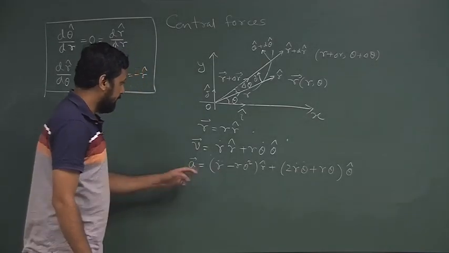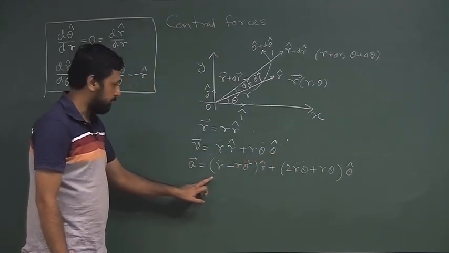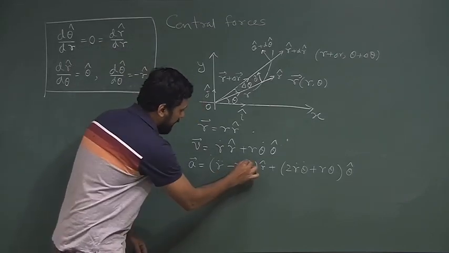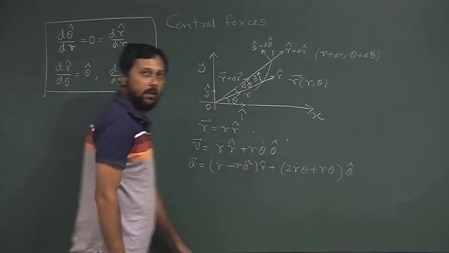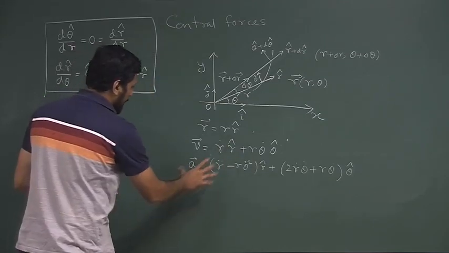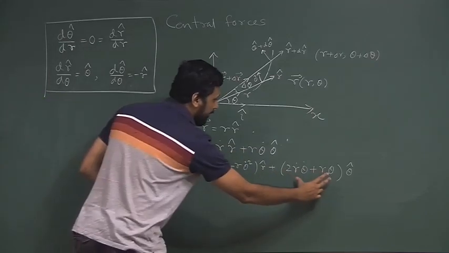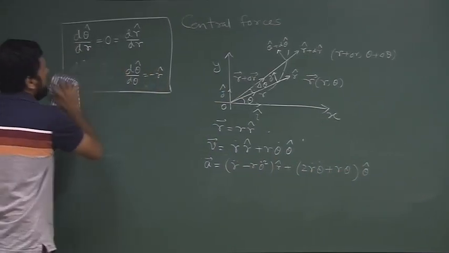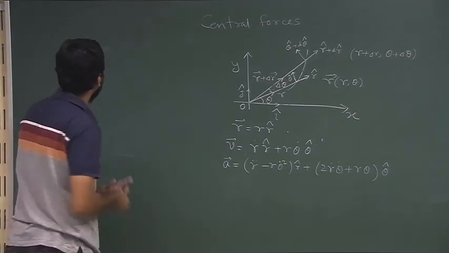So, we have these two expressions, one for V, which is r dot r cap plus r theta dot theta cap, and another expression for A, which is (r double dot minus r theta dot square) r cap plus (2 r dot theta dot plus r theta double dot) theta cap. So, we write those as components of velocity, radial and transverse component of velocity, and radial and transverse component of acceleration, and we just separate it out for future.